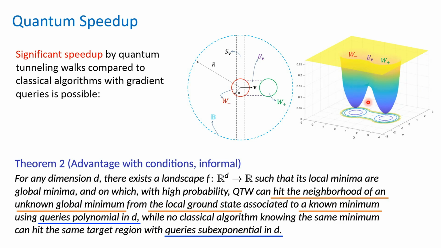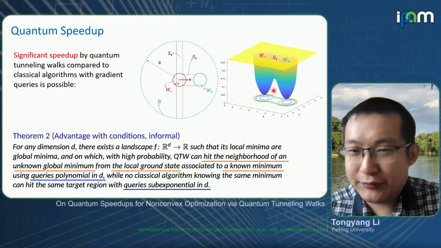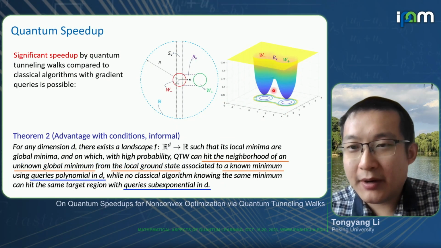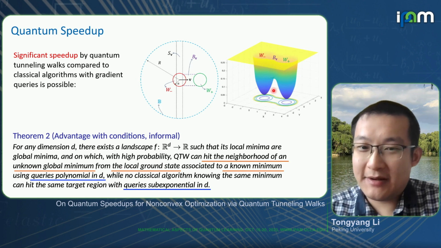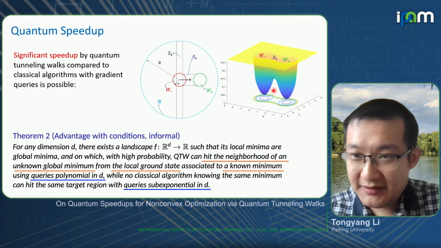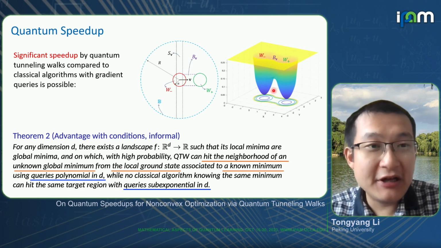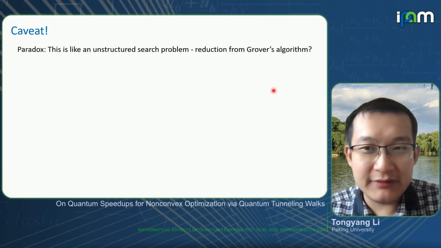Then basically, we do have this kind of query complexity separation that we prove. In terms of the function queries, classically it takes exponential queries, and quantumly it suffices to take polynomial queries, and this constitutes an exponential separation in terms of the query complexity here. But there is a caveat I do want to emphasize.